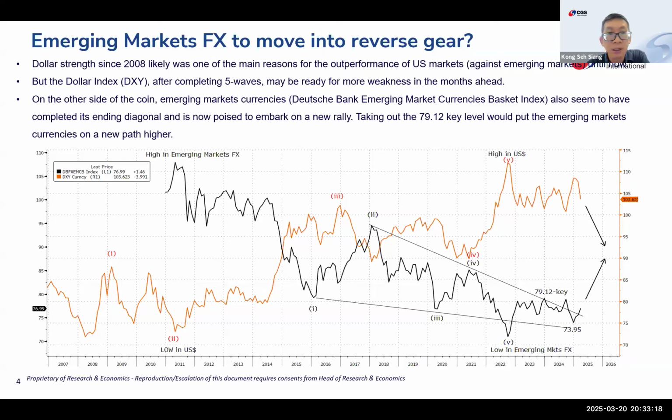So if these currencies start to strengthen, there is also a good chance that emerging markets will also strengthen in the coming months, for most of the Asian markets here in Asia.